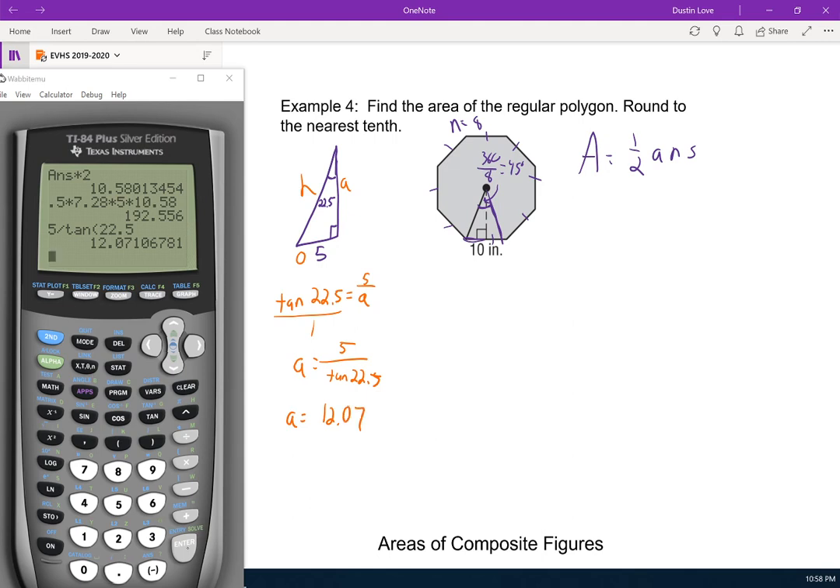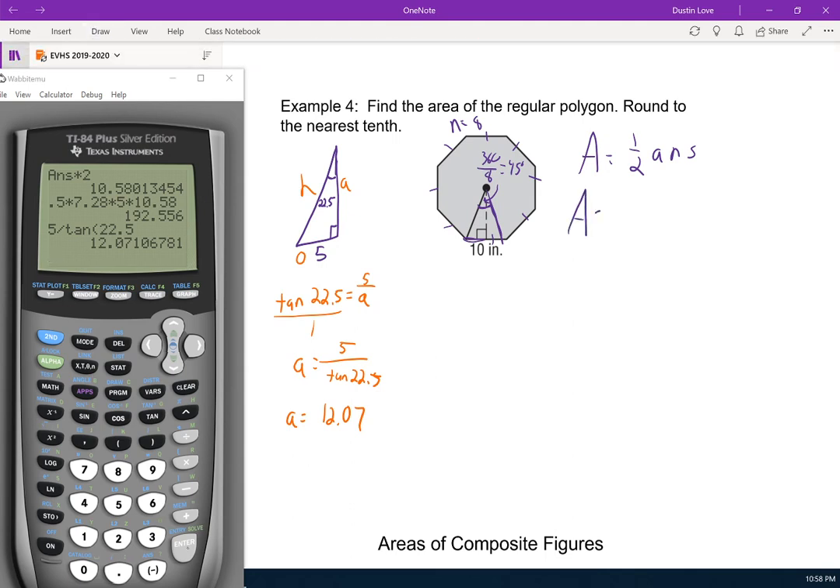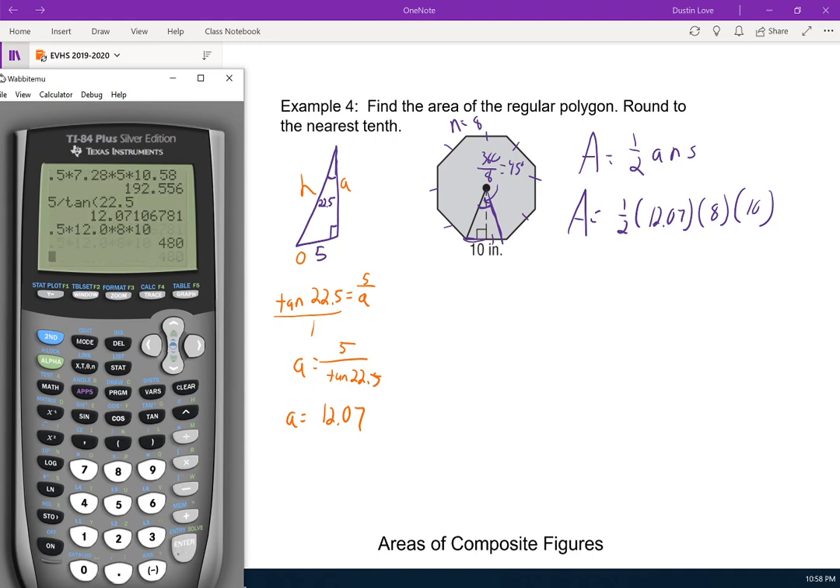Now I can take that and plug it in up here. Area is 1/2 times apothem 12.07, times number of sides 8, times the side length, which is 10. And now let's get that plugged in. 0.5 times 12.07 times 8 times 10. Area equals 480.